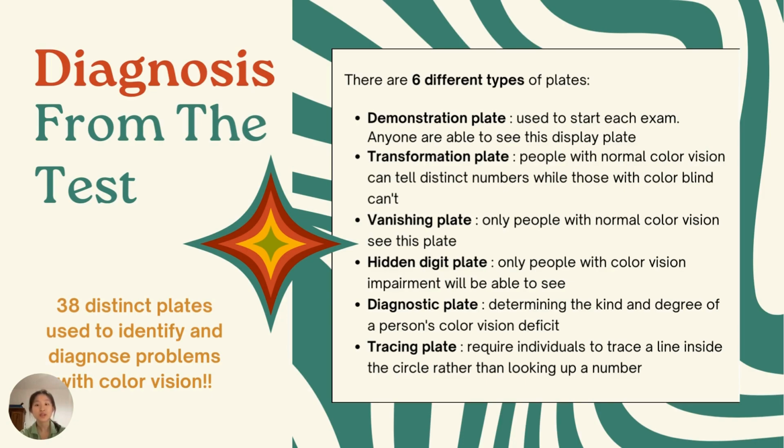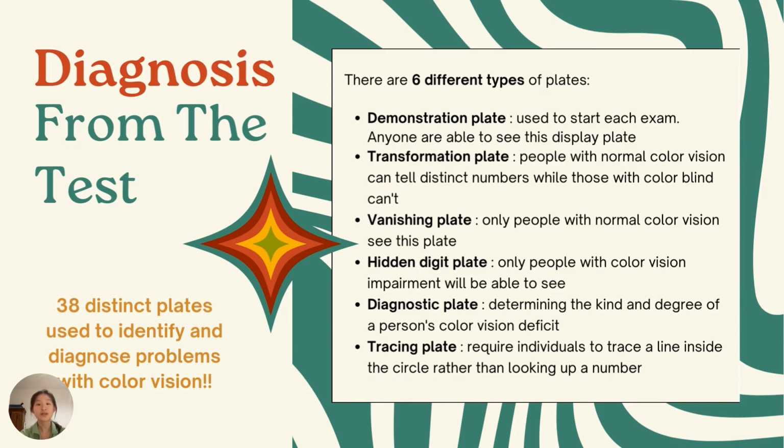Next is the transformation plate. People with normal color vision can tell distinct numbers while those who are color blind cannot. Third is the vanishing plate. It is a plate which only people with normal vision can see. While the hidden digit plate is the reverse of the vanishing plate. Only people with color vision impairment will be able to see the image on this plate.